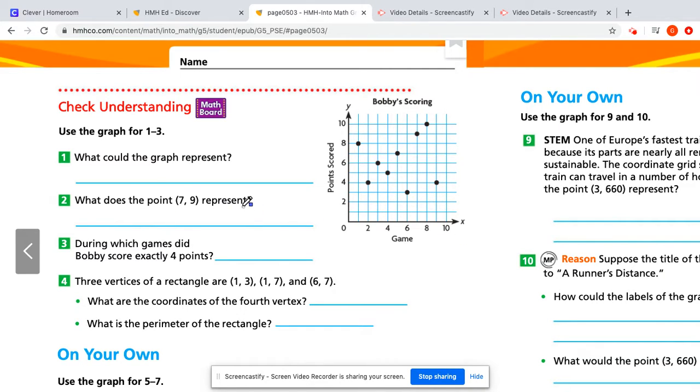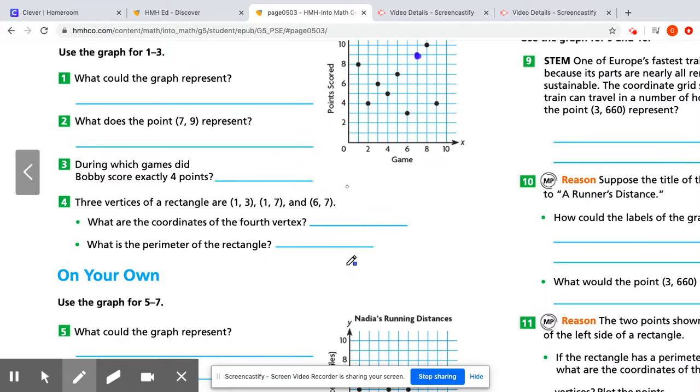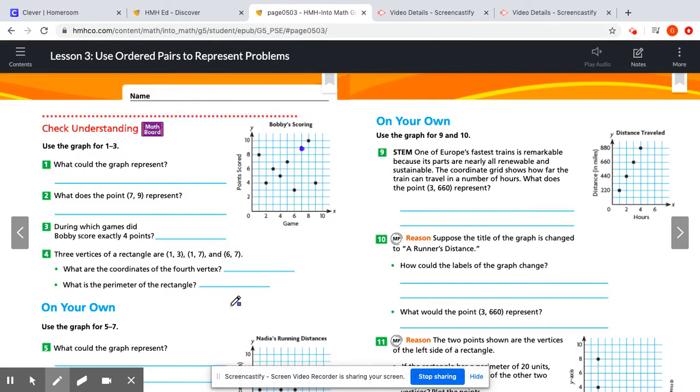What does the 0.79 represent? Well, we'll come over here to 0.7. Okay, remember right over here, and up to 9. So what does this point represent? Look at this x-axis. It represents game. Okay, so here he had game 7. And up here it says 9. And that's the points scored. So it looks like in game 7, Bobby scored 9 points. Okay, and then continue for that. You do not need to do only 1 through 4 on this page.